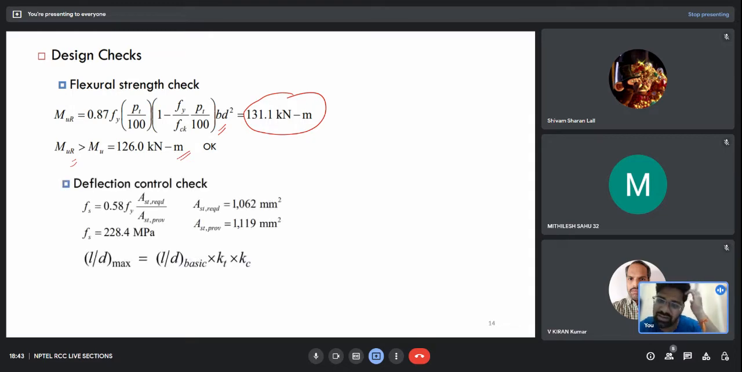Now the other check is the deflection control check. I have already told you the stress in the steel you need to calculate based upon the working stress method. To calculate it, a simplified formula in the IS code has been given. So just put in the area required and the area provided from the previous slides. I have kept it up here for you. You just substitute it here and you can get this. And now you know that L by D max should be equal to this value. Now let's see.